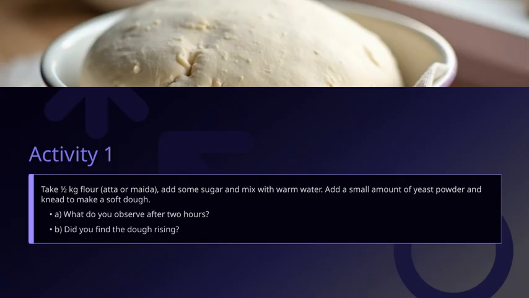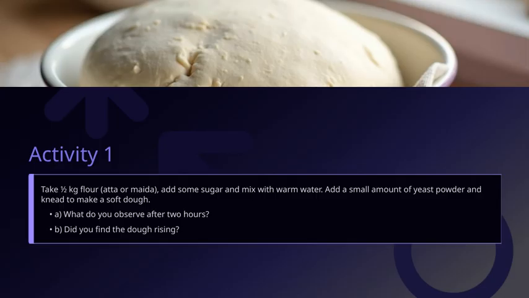Now, the key points here are observing what happens after 2 hours. What do you notice? Does the dough look different? Is it rising? This activity helps us understand how yeast ferments the sugars in the dough, producing carbon dioxide, which causes the dough to rise. It's a simple but powerful demonstration of fermentation in action.